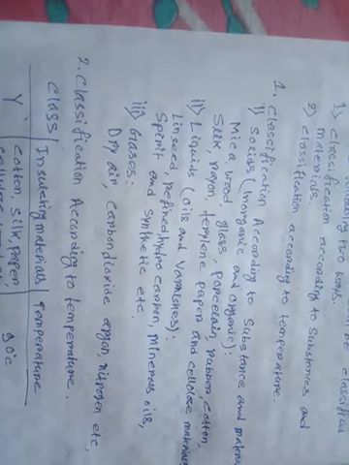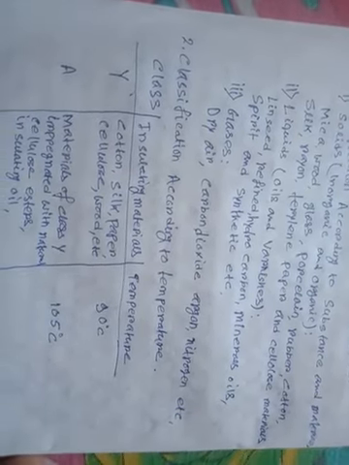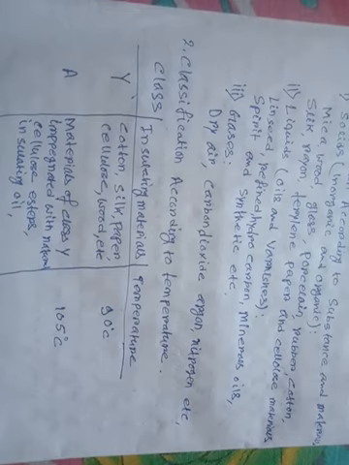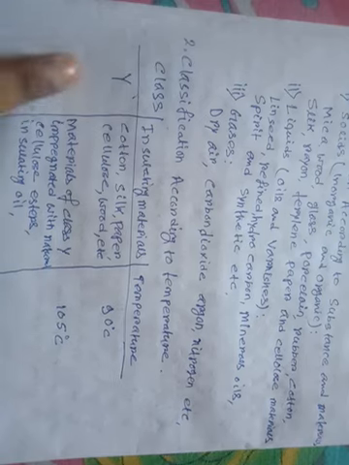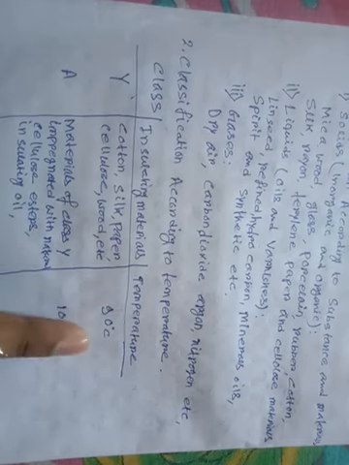Secondly, classification according to temperature. According to temperature, they are classified in class Y, class A, class B, class E, F, etc. In the category of class Y, the insulating materials are cotton, silk, paper, cellulose, wood, etc. And their acceptable temperature is 90 degrees Celsius.